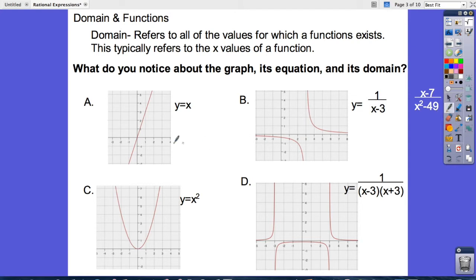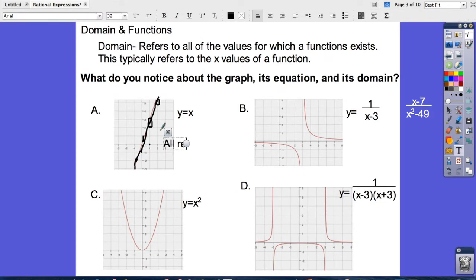For part A, you'll notice that it's just a straight line. Now if we look at the x values, this line will continue to go diagonally in the same way that it's going, which means when x is 1, there is a value for the graph, which is right here. When x is 2, there's a value for that graph here. So at any value for x, this line still exists. For that, we say all real numbers.